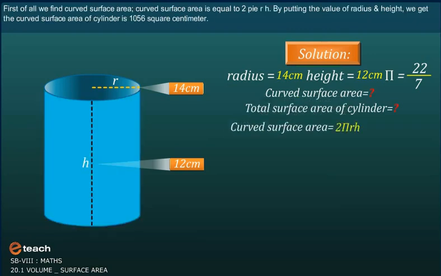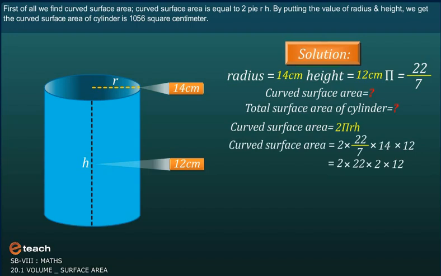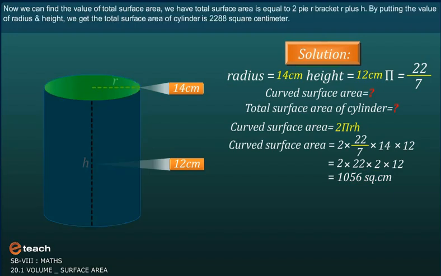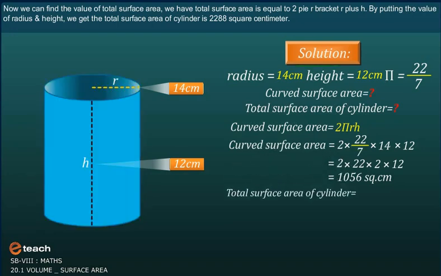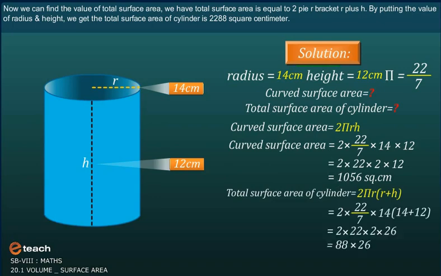First of all, we find the curved surface area. Curved surface area is equal to 2 pi r h. By putting the values of radius and height, we get the curved surface area of the cylinder is 1056 square centimeter. Now we can find the value of total surface area. We have the total surface area is equal to 2 pi r bracket r plus h. By putting the values of radius and height, we get the total surface area of the cylinder is 2288 square centimeters.